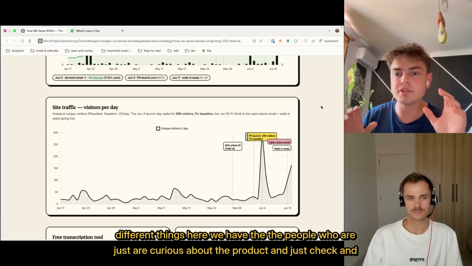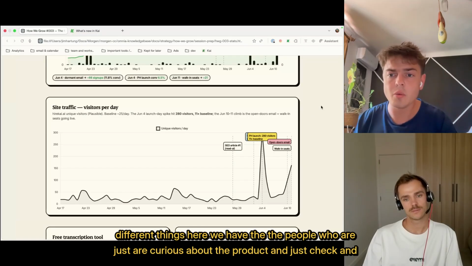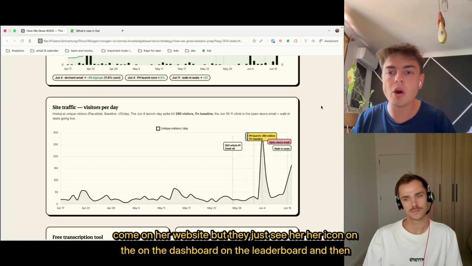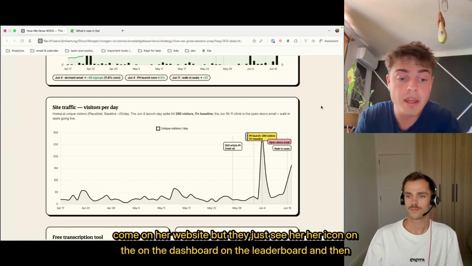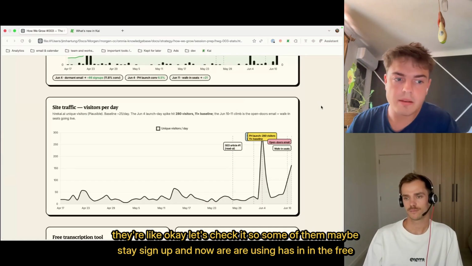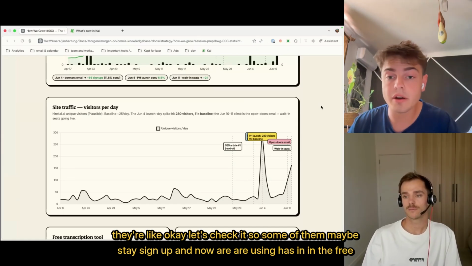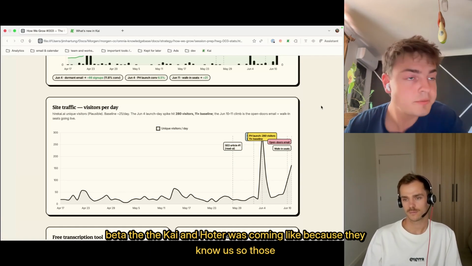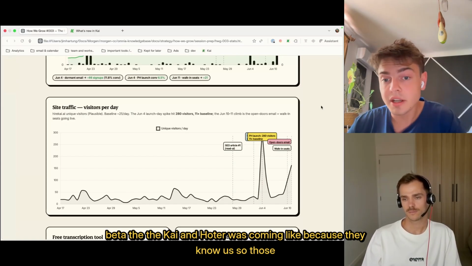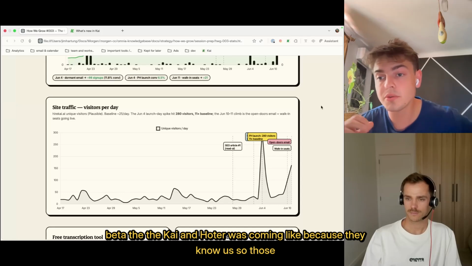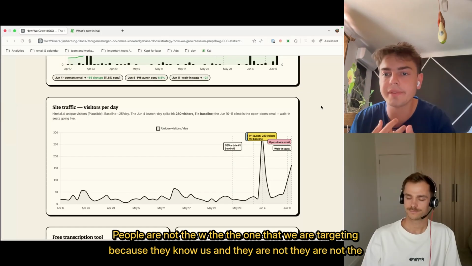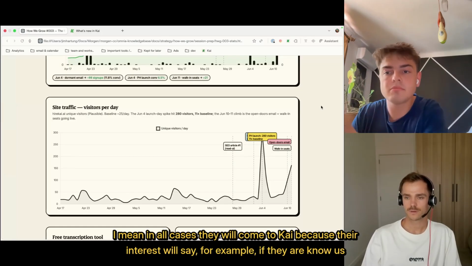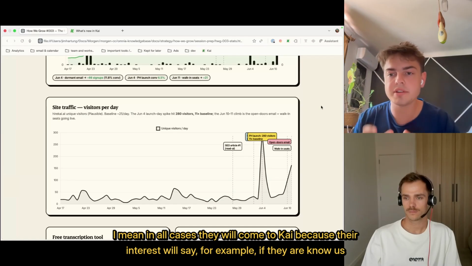We have the people who are curious about the product and just check it, and were not necessarily supposed to come to our website, but they just see our icon on the dashboard, on the leaderboard, and then they're like, okay, let's check it. So some of them maybe sign up, and are now using Kai in the free beta, and others came because they know us. Those people are not the ones that we are targeting, because they know us, and they are not the ones that we want. I mean, in all cases, they will come to Kai because of their interest.